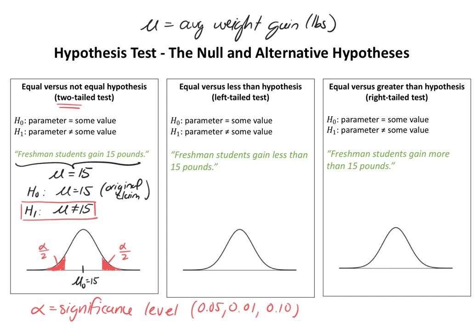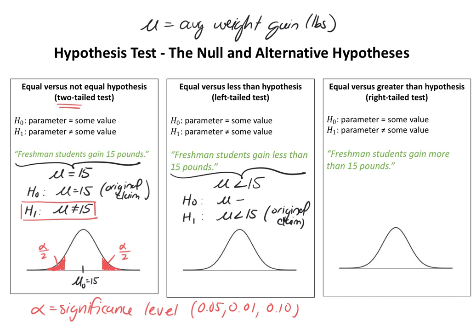Let's take a look at the second example. Suppose now we change the claim and we say that freshman students gain less than 15 pounds, and we want to test this claim. If we write this in symbolic form, then we're saying mu is less than 15 pounds. Because this claim has the less than sign, this becomes the alternative hypothesis, mu less than 15. Now the alternative hypothesis is our original claim. And the null hypothesis always contains that equal sign.